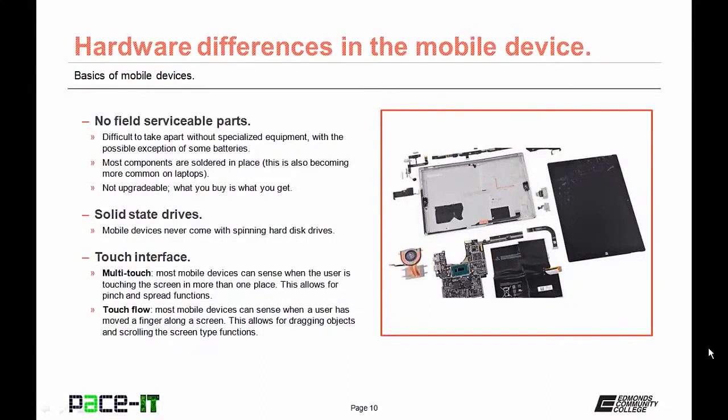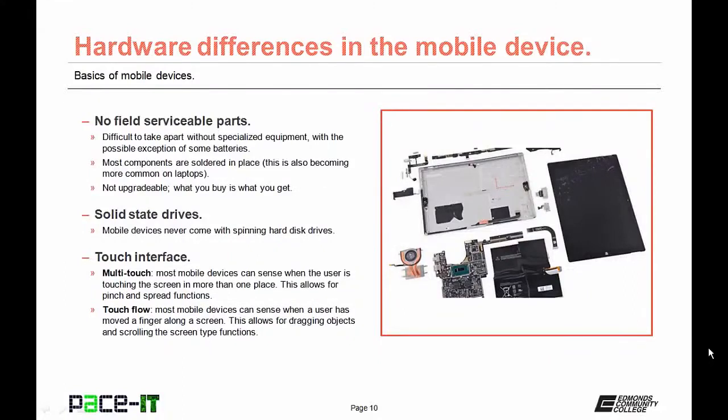Most of the components that make up a mobile device are soldered in place. Unfortunately, that's becoming more common in some laptops, especially the Ultrabooks. Also, with a mobile device, they are not upgradable. What you bought is what you get. Now, all mobile devices do come with some form of solid-state drive. That's because a spinning disk would not be suitable for a mobile device. They just couldn't take the shock.